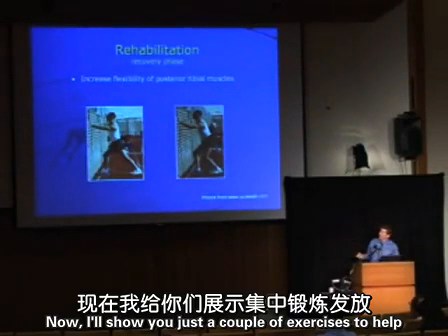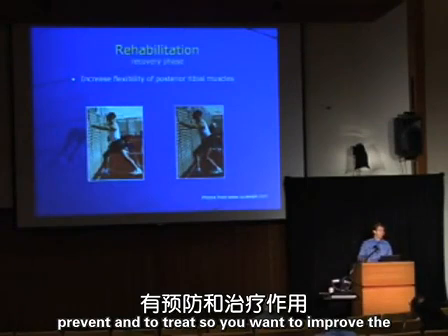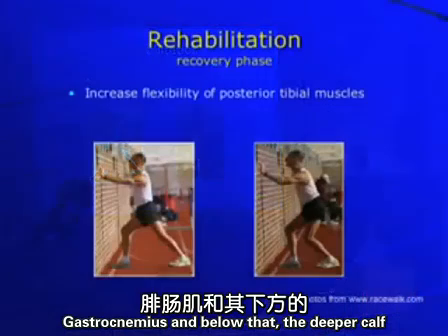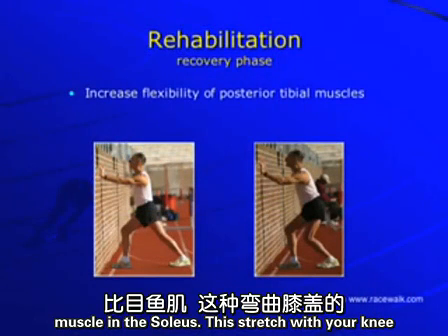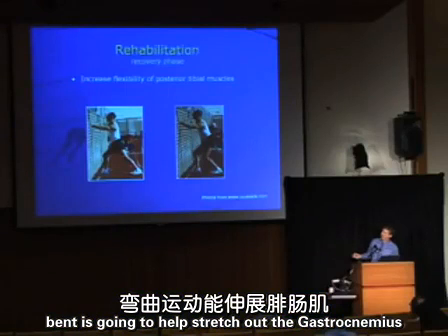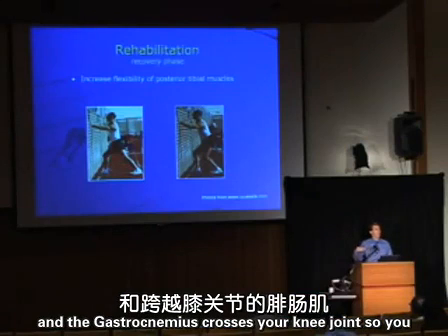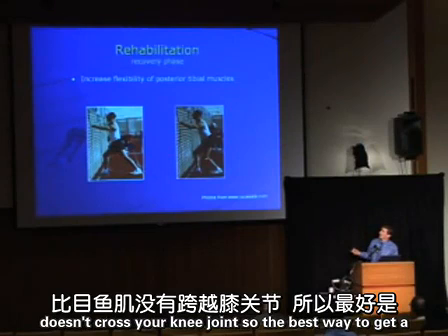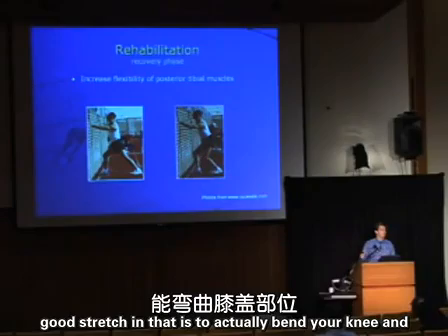Now, I'll show you just a couple of exercises to help prevent and to treat it. You want to improve the flexibility of the calf muscles in the back. You've got two main muscles there: the gastrocnemius, and below that, the deeper calf muscle, the soleus. The gastrocnemius crosses your knee joint, so you have to keep your knee straight to stretch it. Now the soleus doesn't cross your knee joint, so the best way to get a good stretch in that is to actually bend your knee.